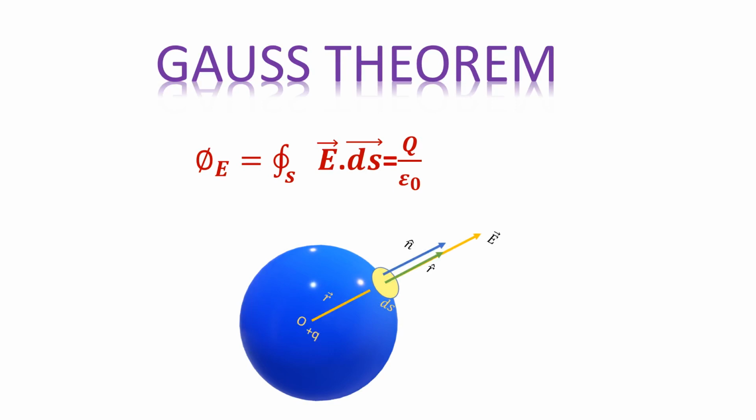As you all are familiar, the electric flux is equal to the surface integral of E dot ds, which is equal to Q upon epsilon naught. So in this topic we will find the relation between electric field and charge. It relates the electric field to the charge distribution which has produced this field.